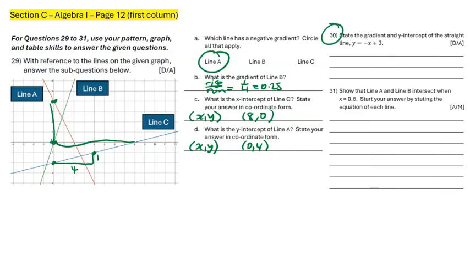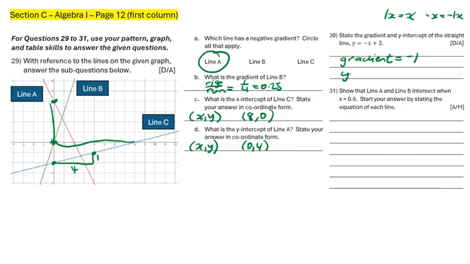Okay, we're now to question number 30. State the gradient and the y-intercept of the line, and then we've got the equation there, y equals negative x plus 3. So the hardest part of this question here is spotting the gradient, because the gradient is normally the number that's in front of the x, and all we've got here is a minus sign. So if you remember from your simplifying expressions, for example, 1x just becomes x, right? So that means minus x is just minus 1x. So that means our gradient there would have been minus 1.